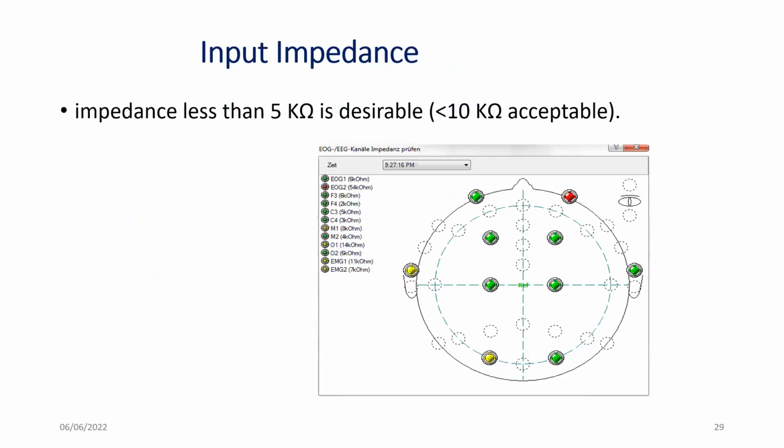Another is input impedance. So what is input impedance? Impedance is basically a resistance which we need to have less than 5 kilo ohms in EEG. However, less than 10 kilo ohms is also acceptable.